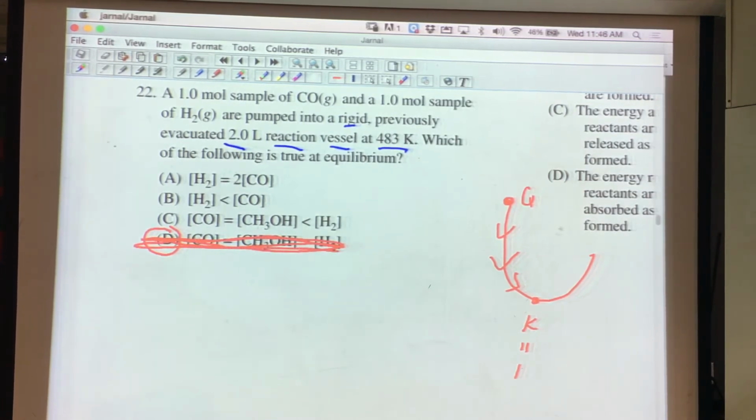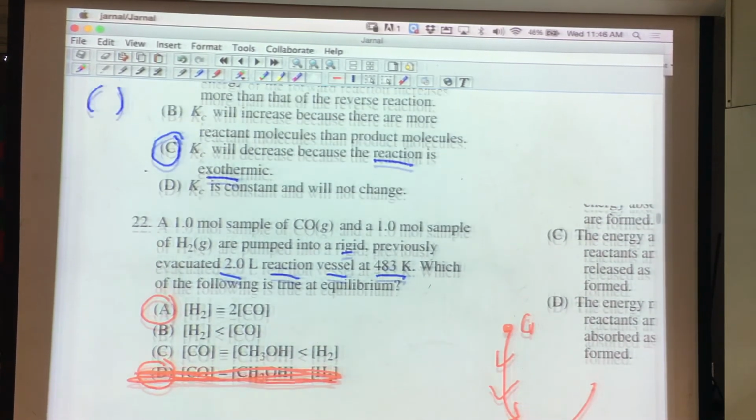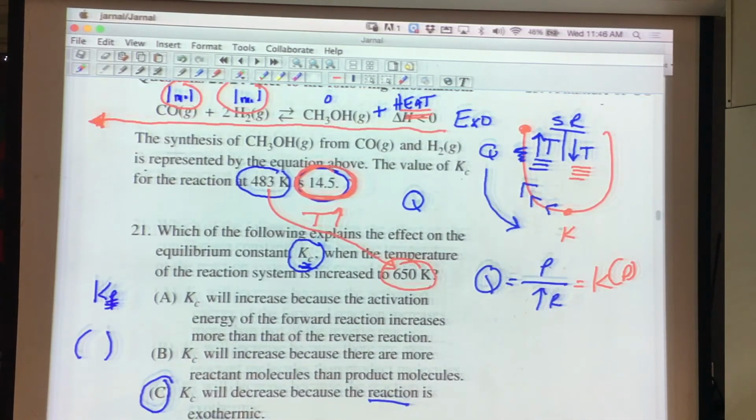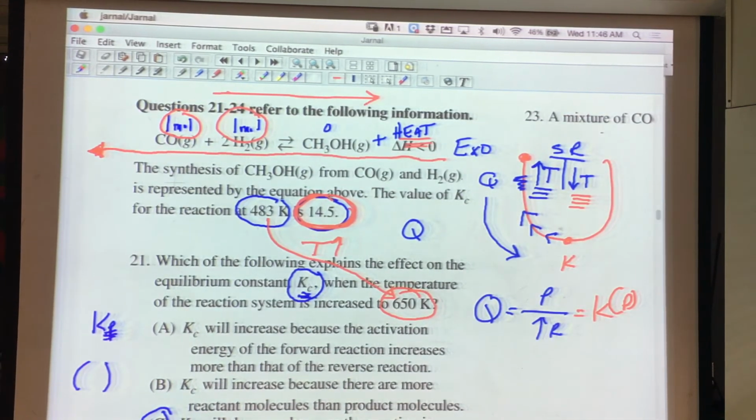Now, look at choice A. A is a stoichiometric relationship. H2 is equal to 2 times CO. Now let's look at that. Let's think about this for a second. It's not the answer, but I want you to see what we're dealing with here. What's the stoichiometric relationship here? There are 2 H2s per every CO.